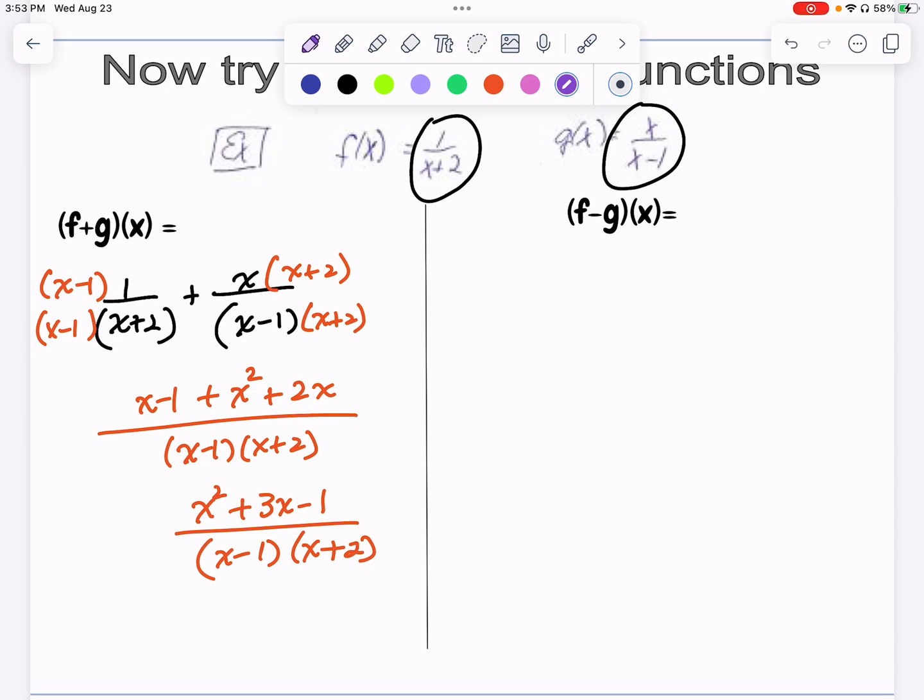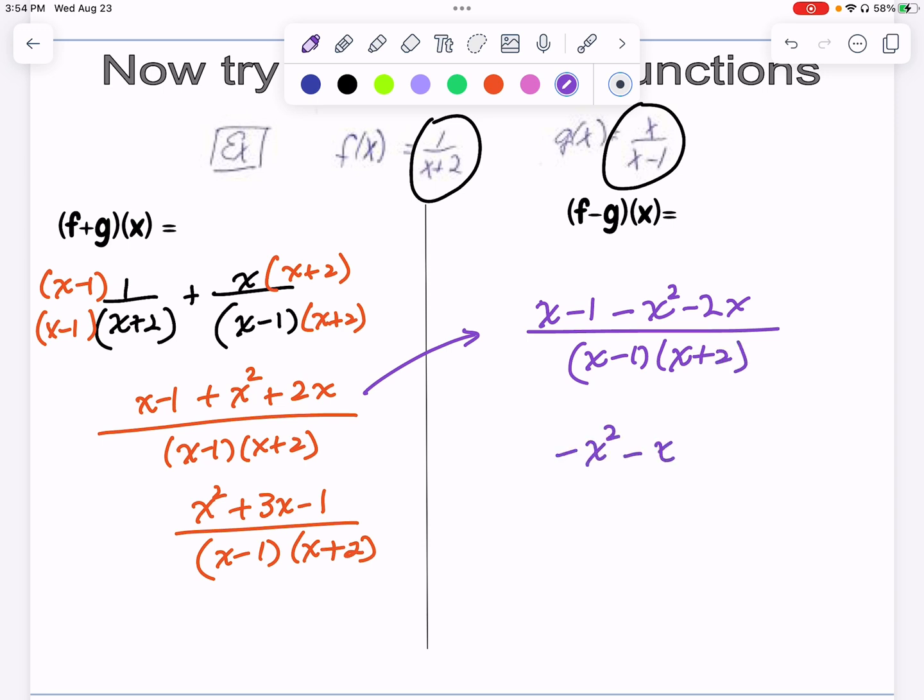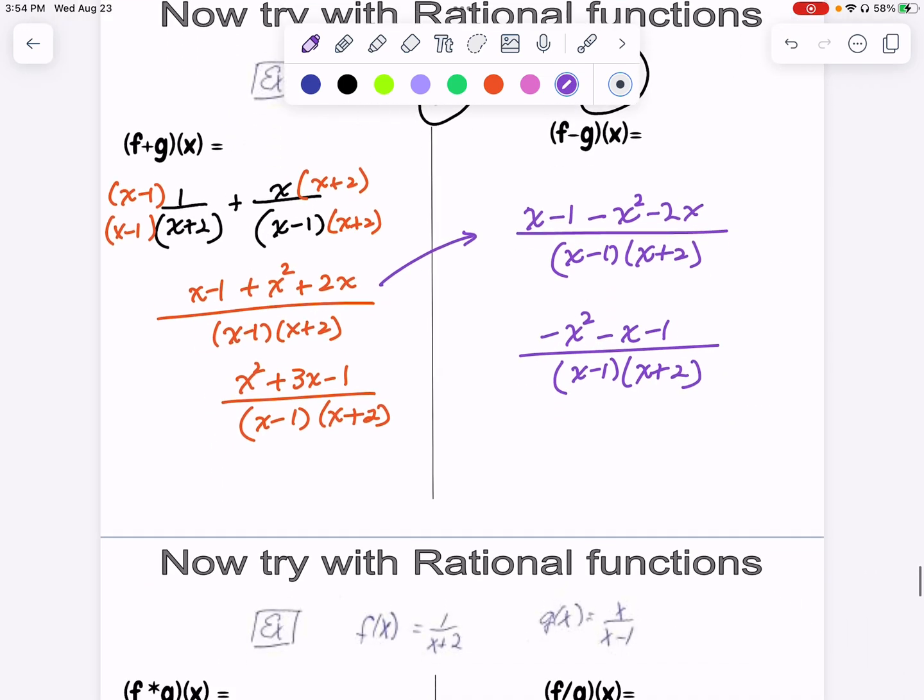This would be pretty much the same, except we would have subtraction on top. So if I were to change this step, minus x squared minus 2x, everything else will be the same. Minus x minus 1 over x plus 2, and I have subtracted them to the best of my ability. x squared plus 2x minus x minus 2. I was just talking to myself here.